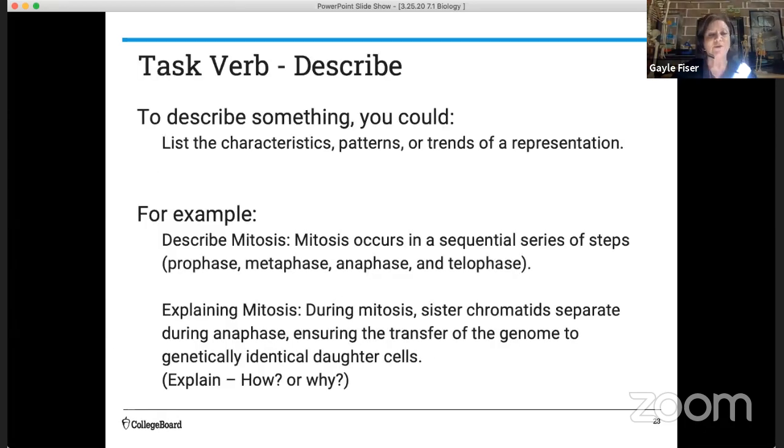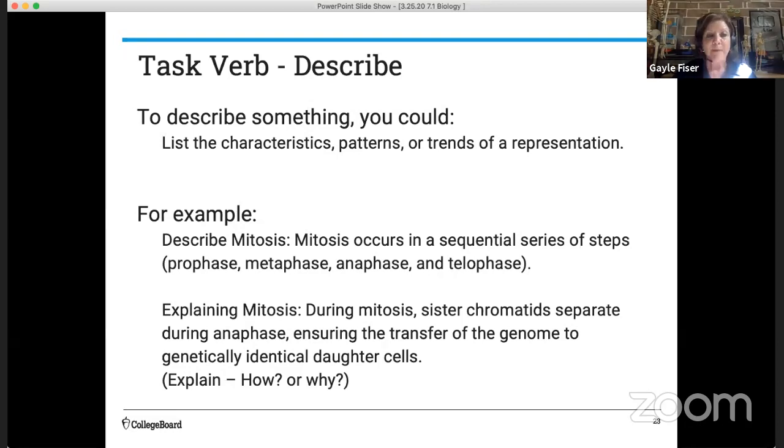So when you describe something, this is all you need to do. You just need to list the characteristics, patterns, or trends of a representation. That representation could be a diagram, it could be a graph, it could be a table. A lot of people get describe and explain confused, so I'm going to give you an example of each.